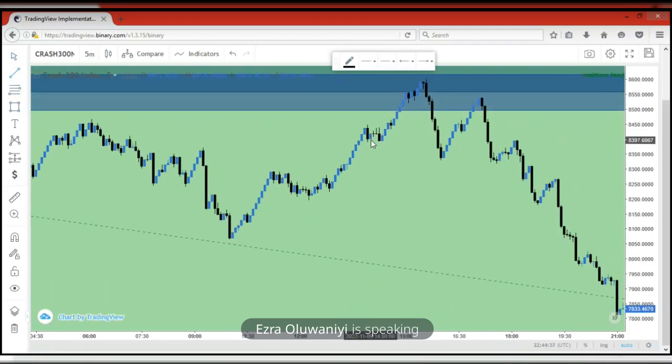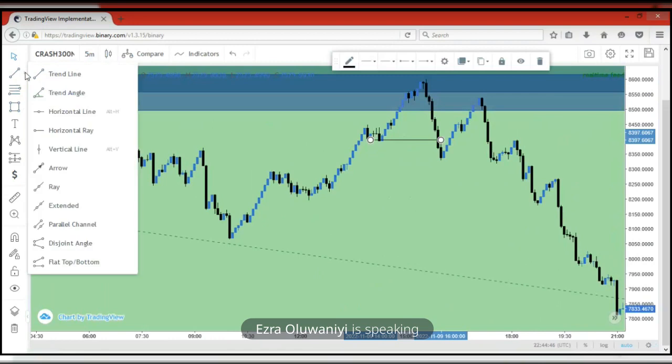Within that supply zone on M30 it is the same thing over and over. So you wait for price to come to this move. At this point, this is where the order block is. Let me put it here.